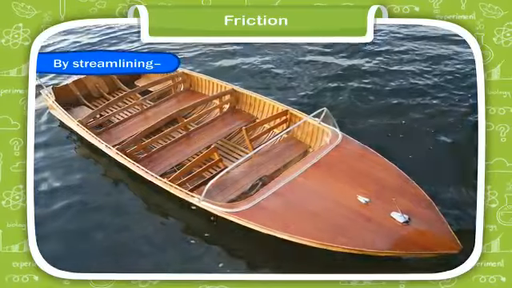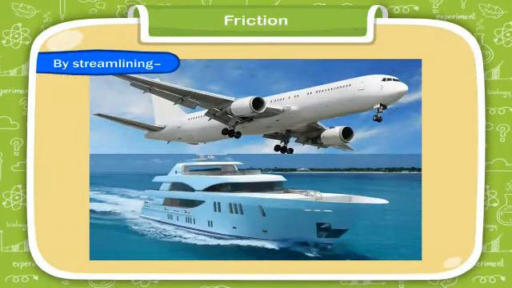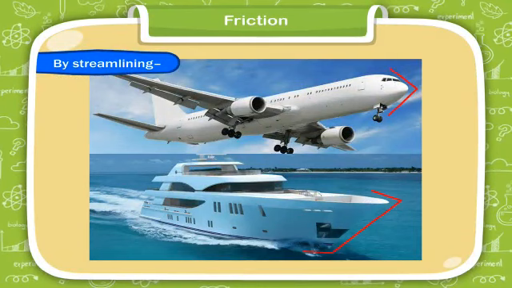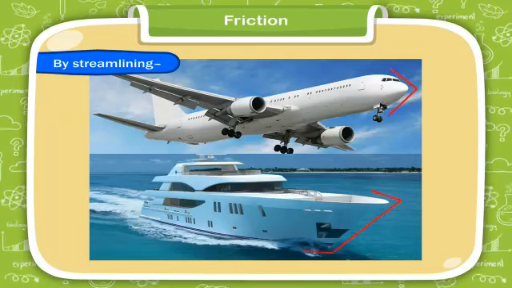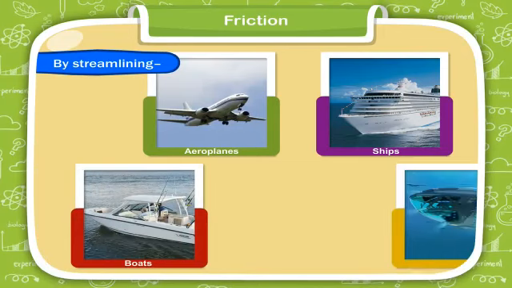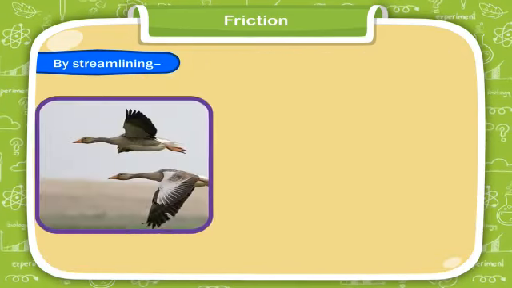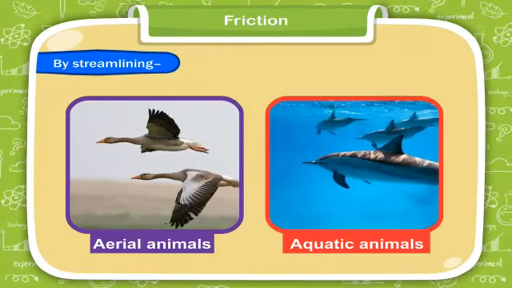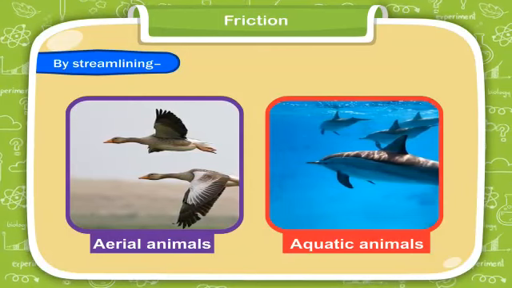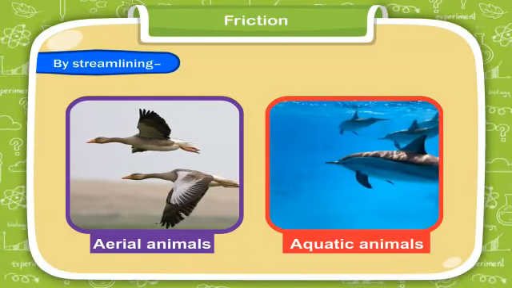Resistance is reduced by making the body of these objects streamlined. A streamlined body is narrower in front and broader at the back. For example, aeroplanes, ships, boats, submarines, etc. have streamlined bodies. The bodies of aerial and aquatic animals like birds and fish are also streamlined, which help them in flying in air and swimming in water respectively.